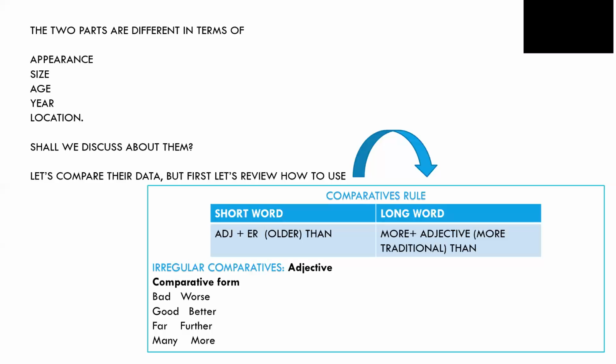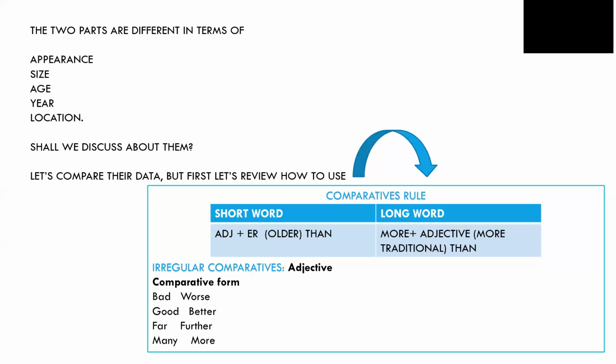But sometimes we have some yaramaz words. They are naughty, they are irregular. Let's see what kind of adjectives have irregular form of comparative. We have bad, which becomes worse. We have good, which becomes better. We have far, which becomes further. And many, which becomes more.